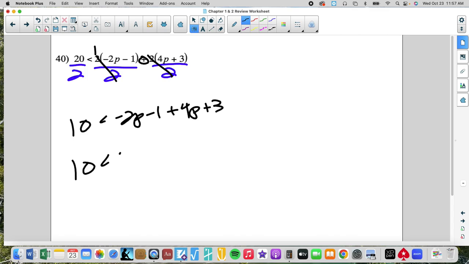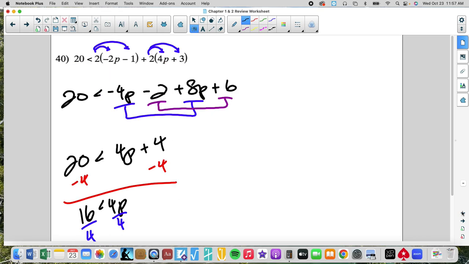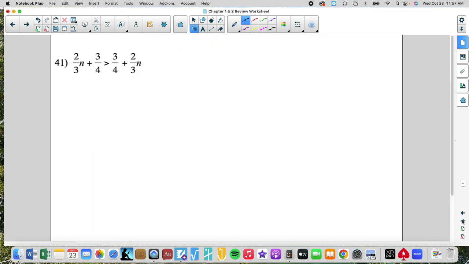Now we have like terms, 2p plus 2 minus 2. 8 is less than 2p divided by 2. 4 is less than p. Much faster because we didn't have to do all the distribution, and that's why we call it the high school way. One high school way, here's a fun thing.